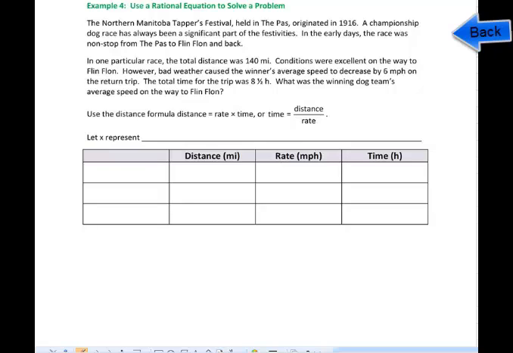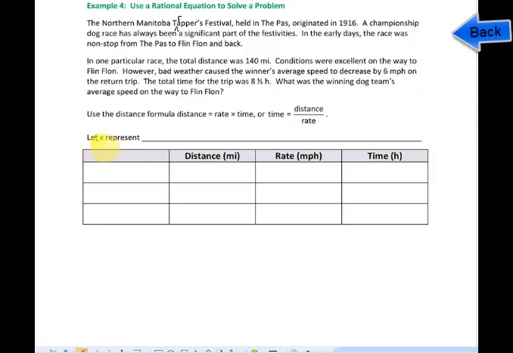Okay, so the Northern Manitoba, I'm sure I should have put trappers in here, festival held in the past originated in 1916. A championship dog race has always been a significant part of the festivities. In the early days, the race was non-stop from The Pas to Flin Flon and back. In one particular race, the total distance was 140 miles. Conditions were excellent on the way to Flin Flon. However, bad weather caused the winner's average speed to decrease by 6 miles per hour on the return trip. The total time for the trip was 8.5 hours. What was the winning dog team's average speed on the way to Flin Flon?